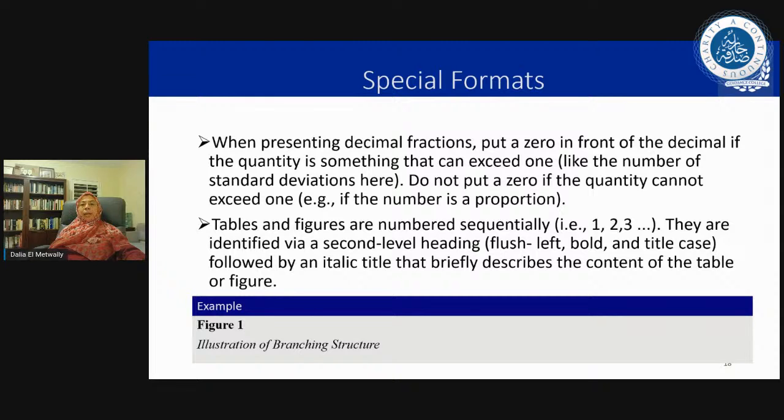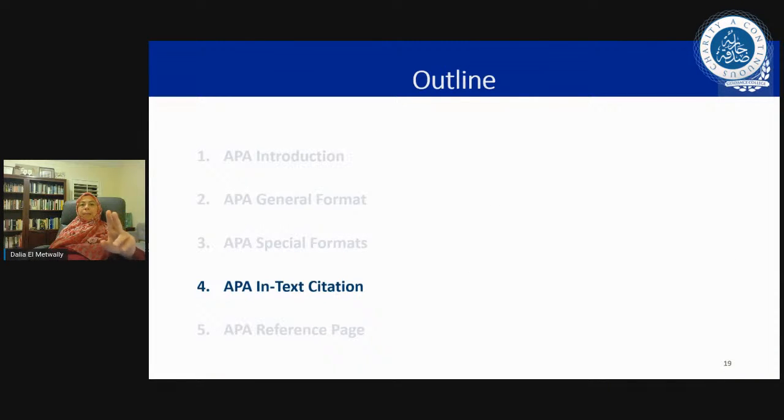This is an example I have here, figure 1, but then the words underneath it are in italics, right? So you see an illustration of branching structure. Now, the thing is that this would come above the table or above the figure, unlike in the 6th edition where they were underneath. So that is a big difference as well.